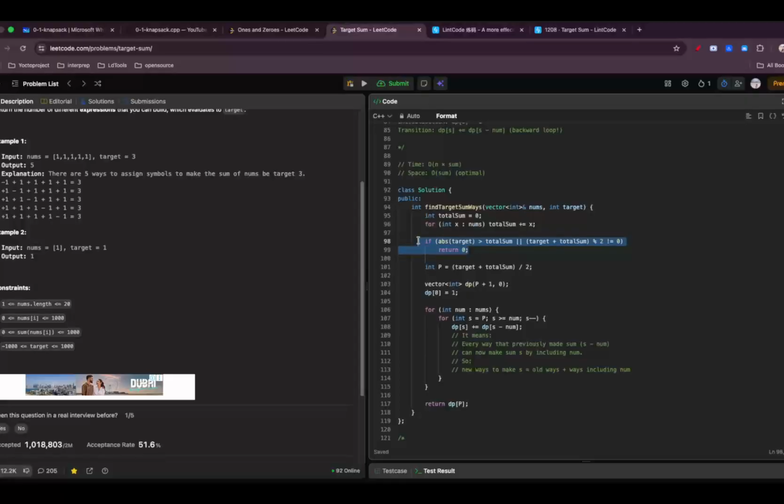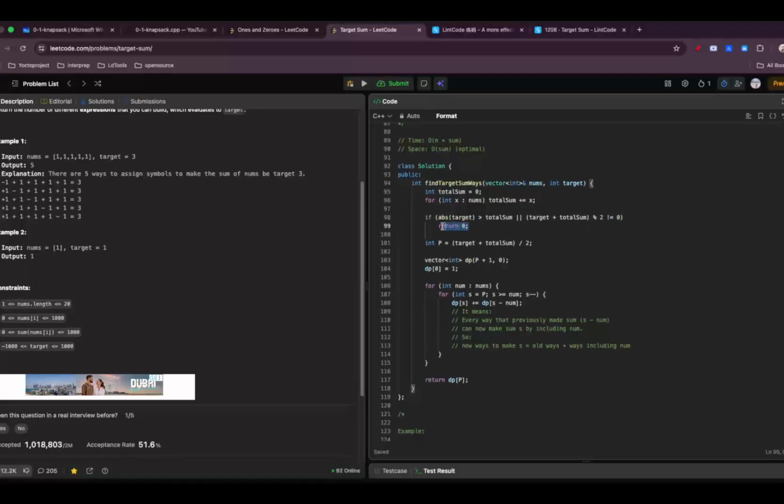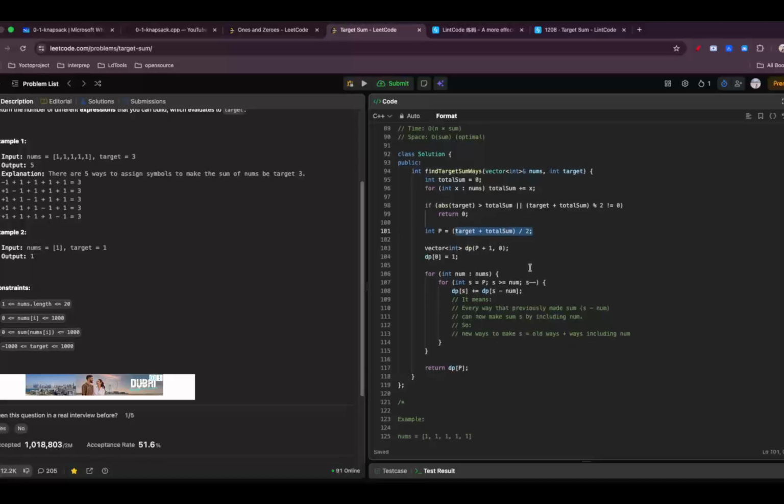And because of that, if this is the false scenario, the unhappy path, then we need to return 0. So that is the thing. Now we have already handled a base case. Next we need to calculate this p value. The p value we calculate like this, as per the equation. So that is what we are doing.